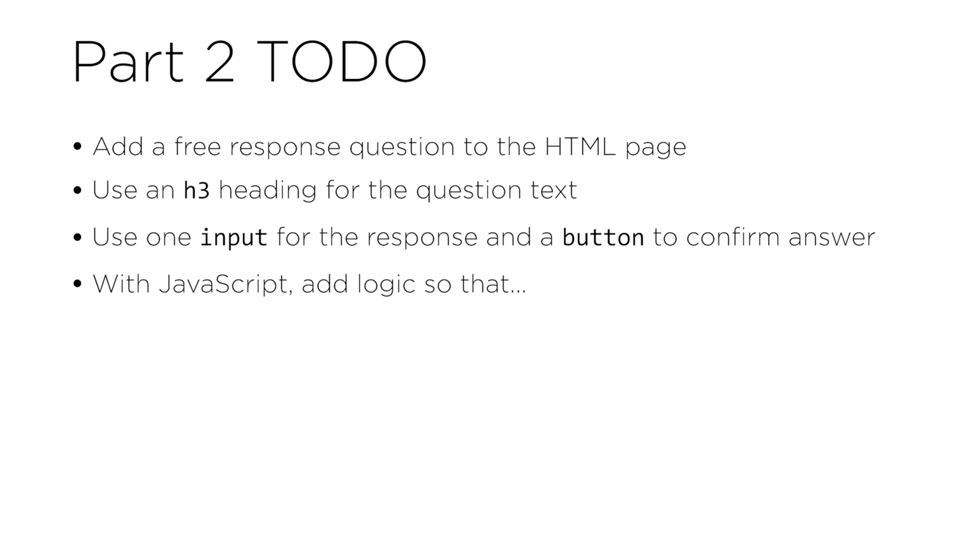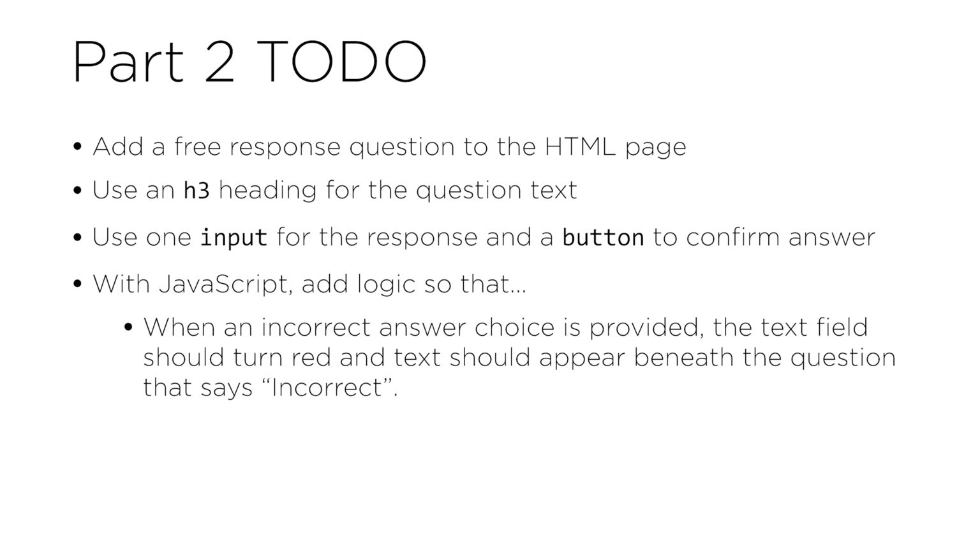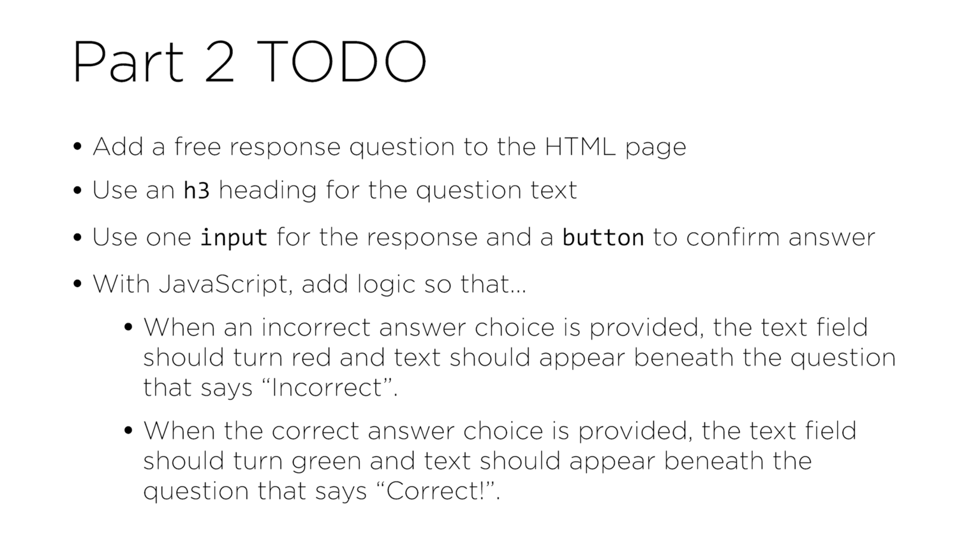Again, you'll use some JavaScript to add some logic to this website as well. If the user types in an incorrect answer, the text field itself should turn red, and text should appear beneath the question that says incorrect. By contrast, when the correct answer choice is typed in and the user presses the button, then the text field should turn green, and text should appear beneath the question that says that the user answered correctly.